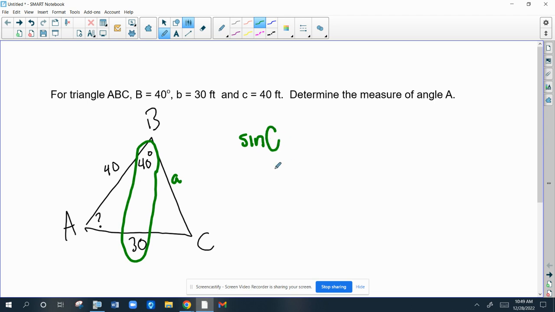Since I'm looking for an angle, I'm doing the sine of C up top over c equals the sine of B over b. We have to be consistent here. If the sines are up top for one fraction, they have to be up top for all the others. So we did sine of C, this angle, over 40 equals sine of 40 over 30. This c over here is 40. So now I'm going to solve for C. All I'm going to do is multiply by 40.